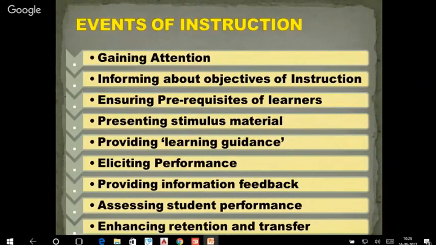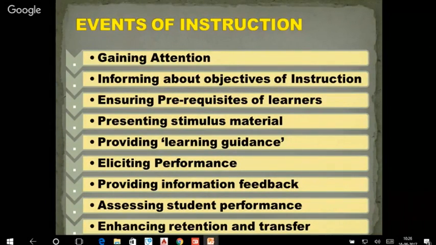How will this happen? You have seen the concept in schools, that in school every teacher gives homework or assignment. The purpose of giving assignment is to enable the student to transfer whatever he has learned in the classroom to another situation. If he is able to transfer what he has learned in the classroom to a new situation, that will help him retain the knowledge for a longer period of time. So that is why it is enhancing retention and transfer.